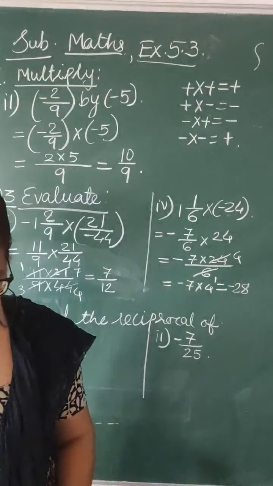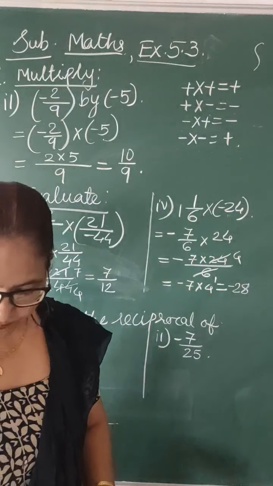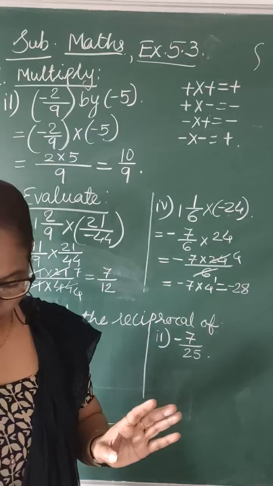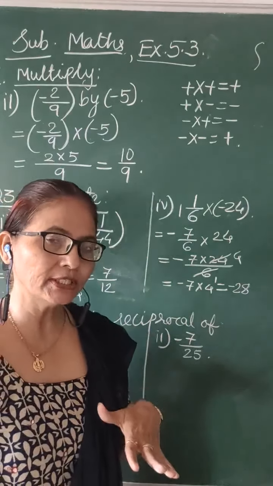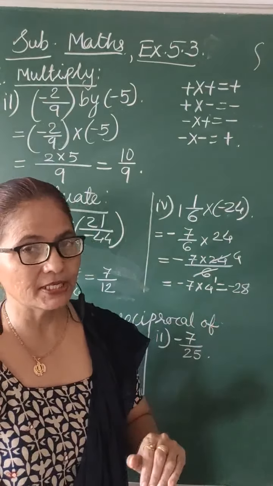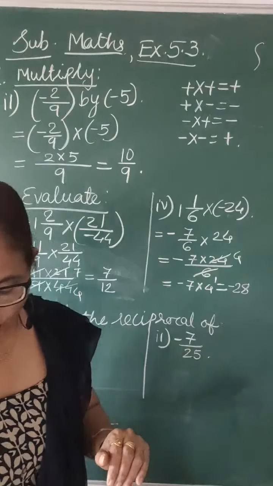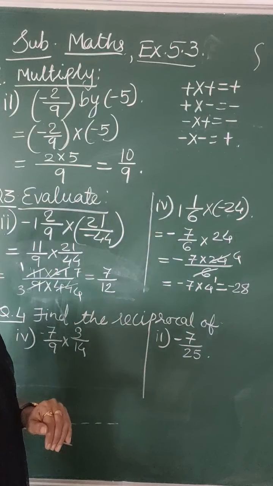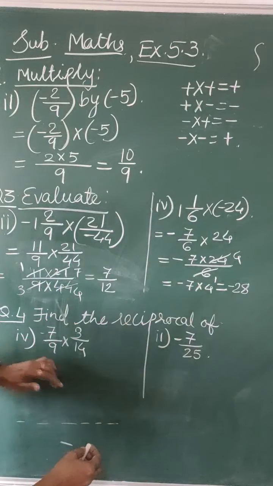Multiplicative inverse. Okay, and remember children, 1 and minus 1 are the only rational numbers which are their own reciprocals. Means the reciprocal of 1 is also 1 and the reciprocal of minus 1 is also minus 1. So these are the only two rational numbers which are their own reciprocals.